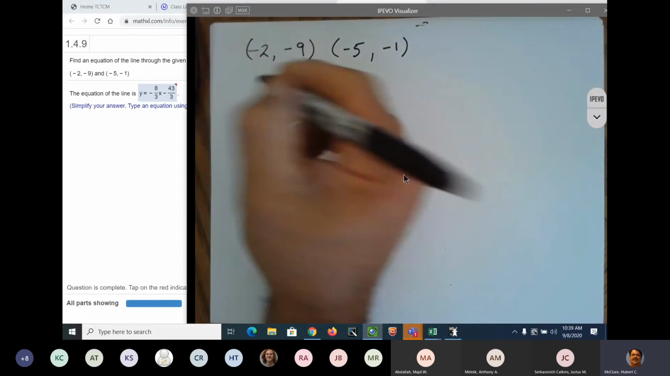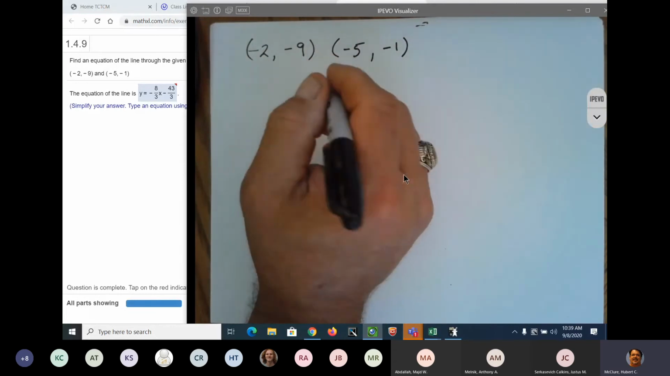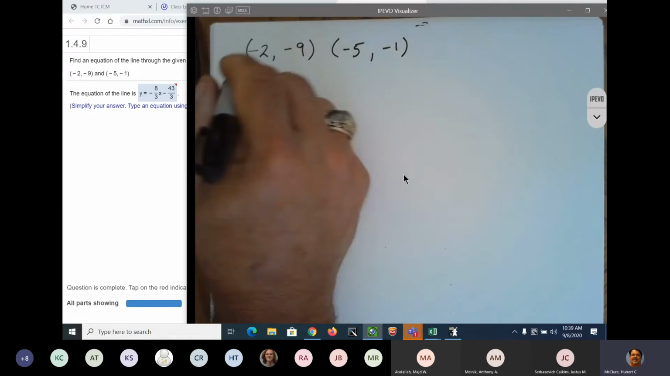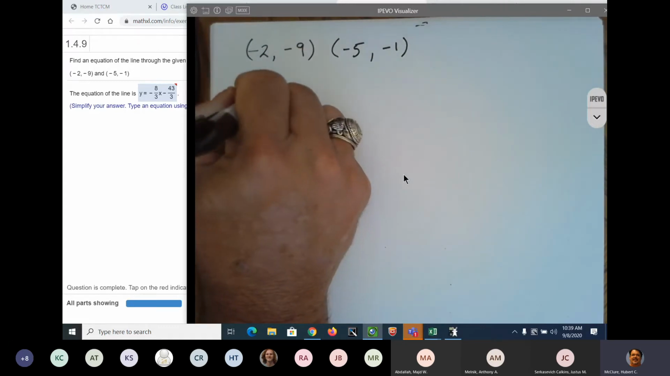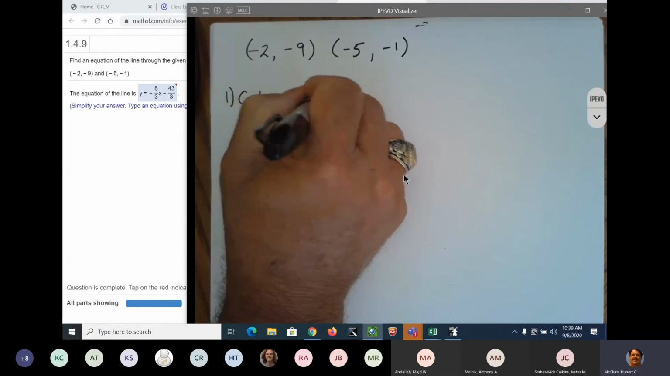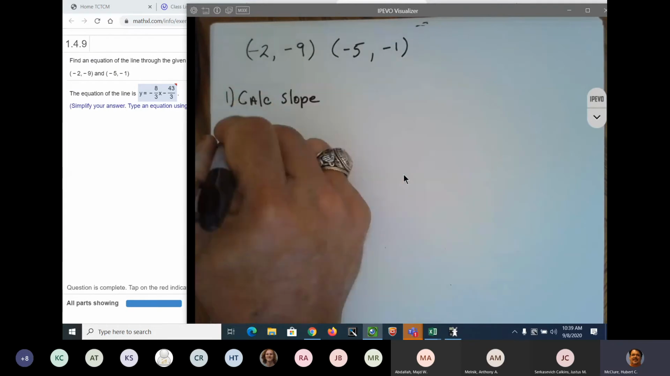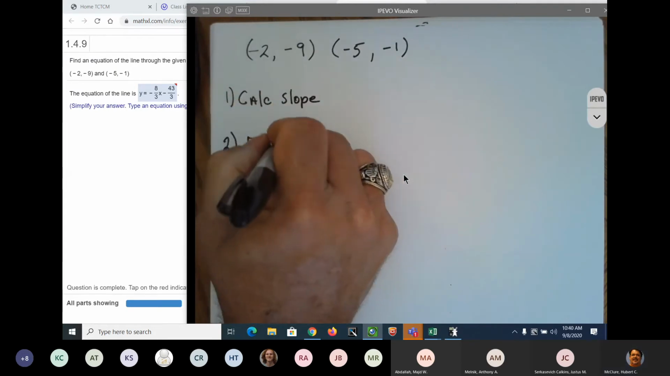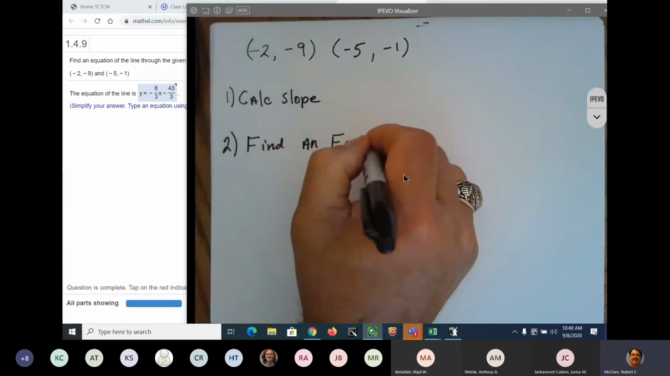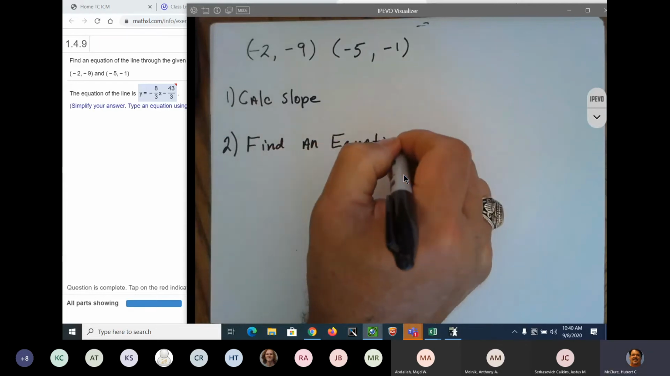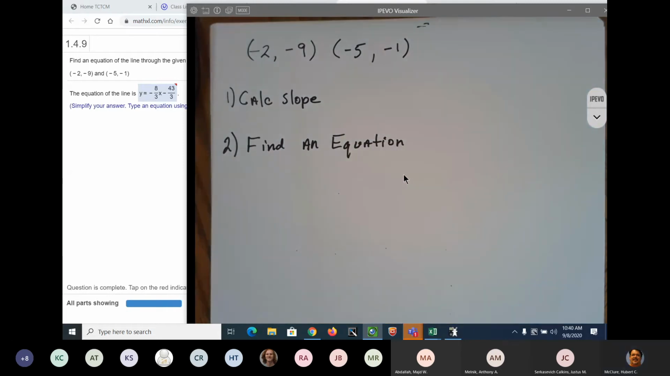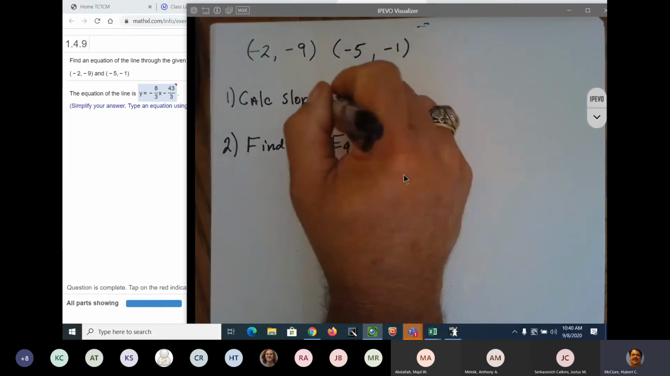And I don't even care what they're asking, because I can guarantee you they're going to ask you one, to calculate the slope, and then they may ask you to find an equation. I'm going to do both and then we'll see what they ask, because I can tell you right now, on the test, I'm going to ask you to do both.